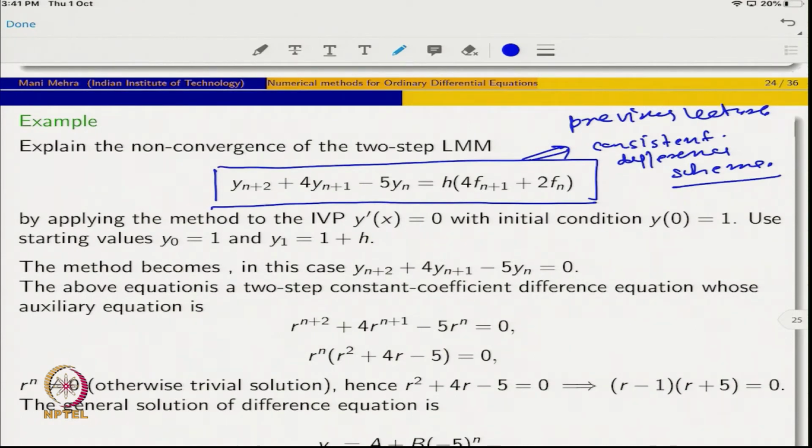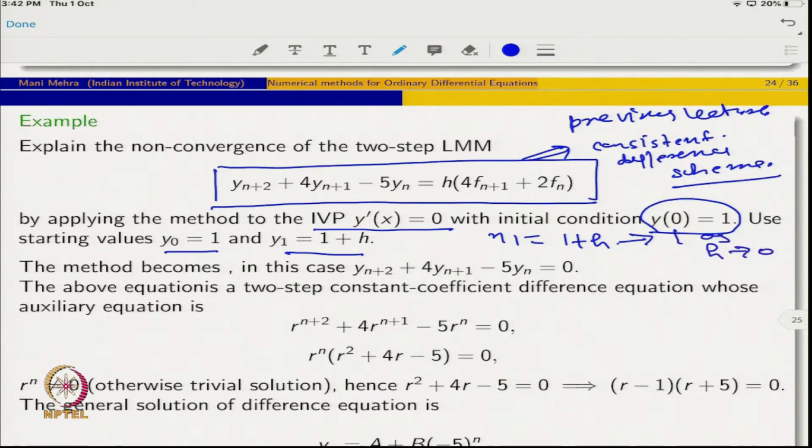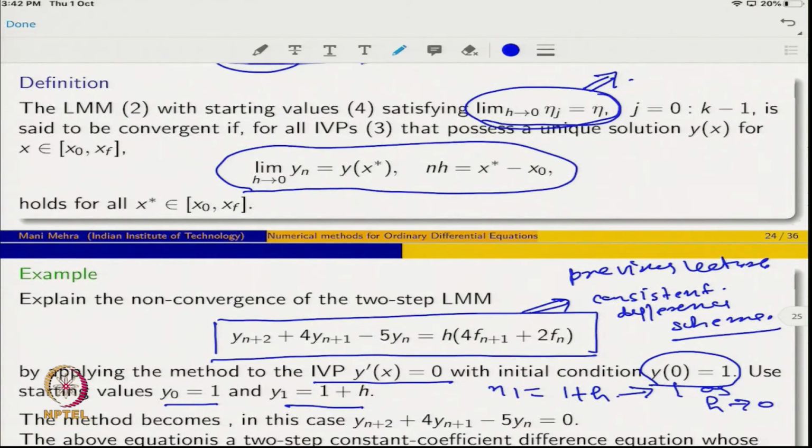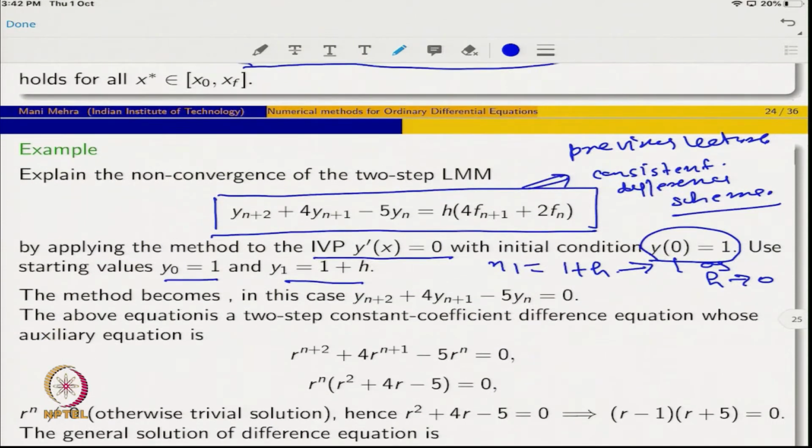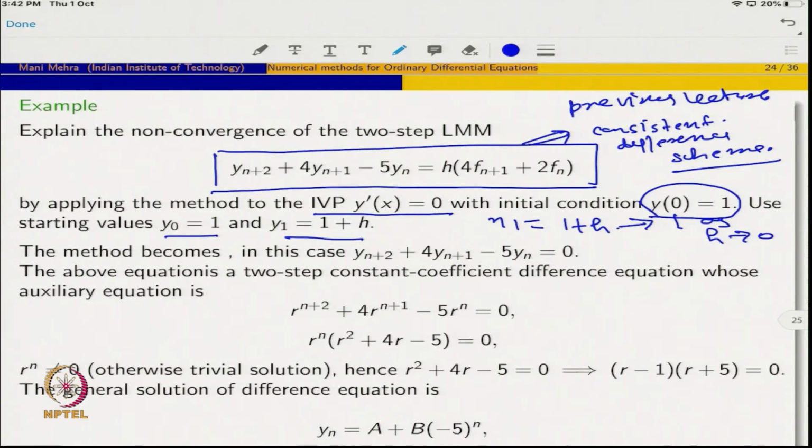So, we are applying this method to the following IVP with this initial condition. We are using the following starting values. Of course, one assumption you could make is that eta 1, which is 1 plus h, also tends to 1 as h tends to 0. So, the initial assumption which we made here is true. Okay. That is the first point to check. After that you will start checking other things. The method in this case becomes this.